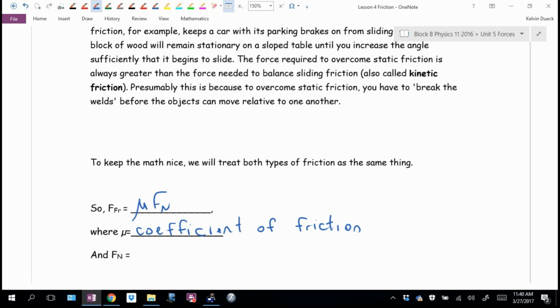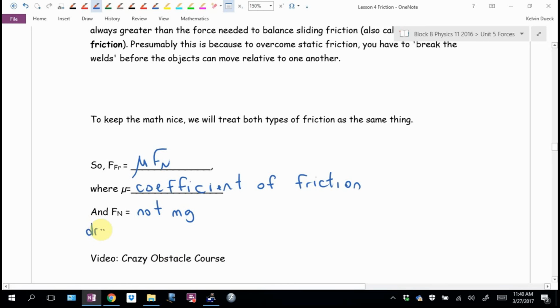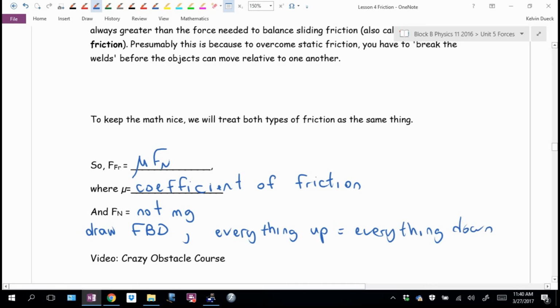And the normal force equals? No, never. Don't ever say that again. Instead, draw a free body diagram, and then everything up equals everything down. It'll only be mg on boring questions.